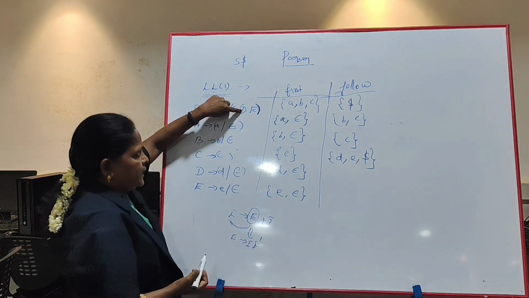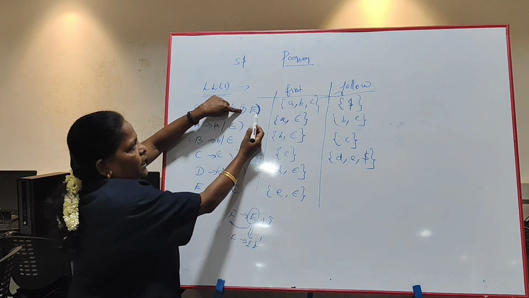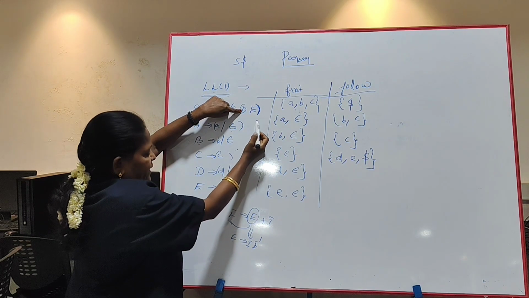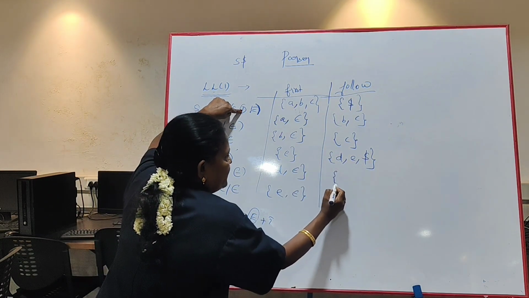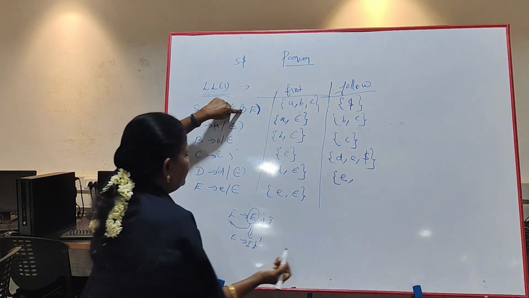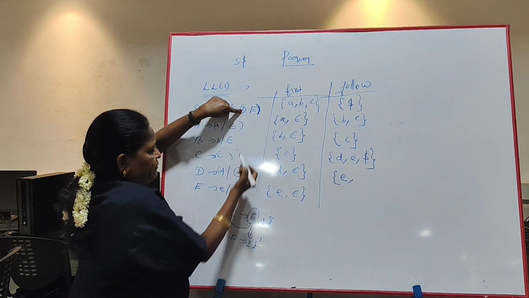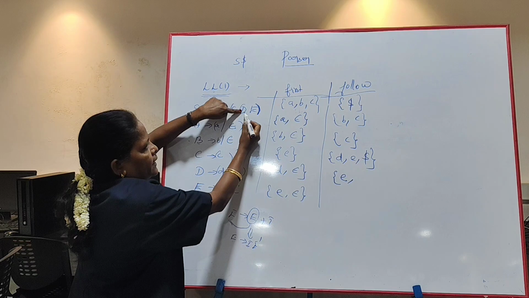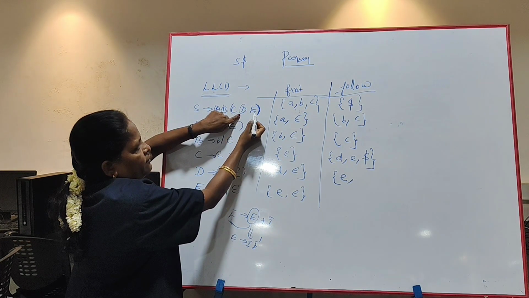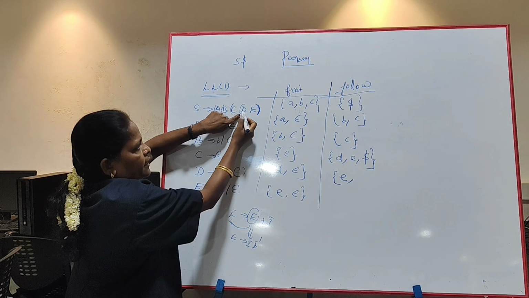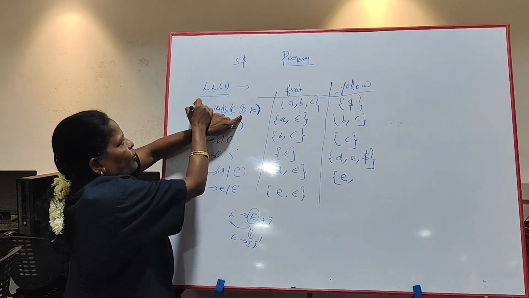Now we are going to consider D. So follow of D is what? Only we have E. So first of E. First of E is nothing but E comma epsilon. You should write only E. In place of E, we can substitute epsilon. What happened? Nothing will appear after D. So there is no symbol that will appear after any non-terminal. You should find follow of S.